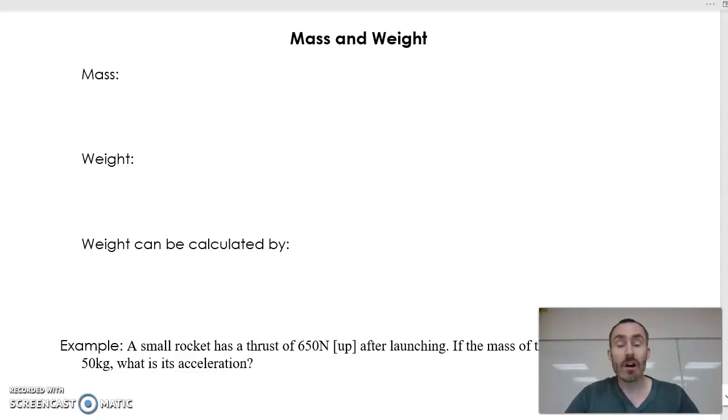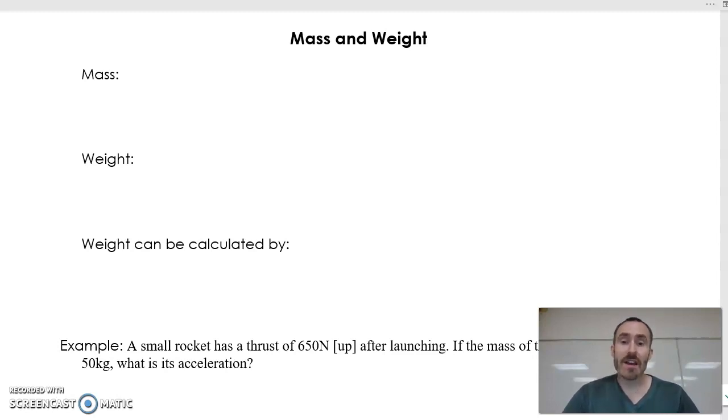As we move on to talking about specific forces a little bit more in depth, we first need to start off by clarifying some ideas. So the first one is mass versus weight. Often we seem to interchange those two terms when in fact they are entirely different.